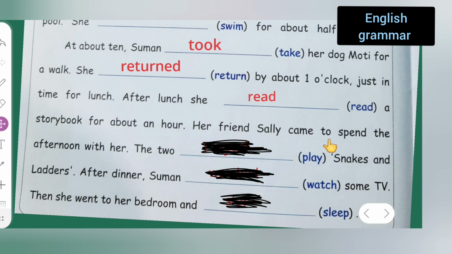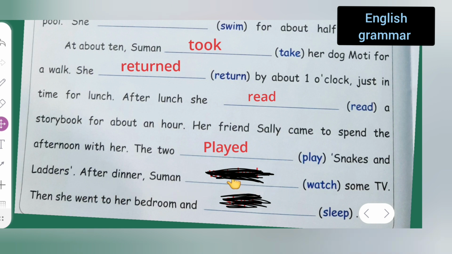Her friend Sally come to spend the afternoon with her. The two dash plays there. So played will be there, right? So the two played snakes and ladder.